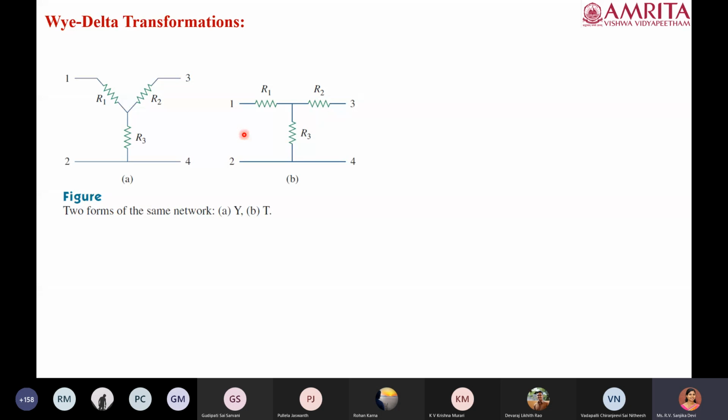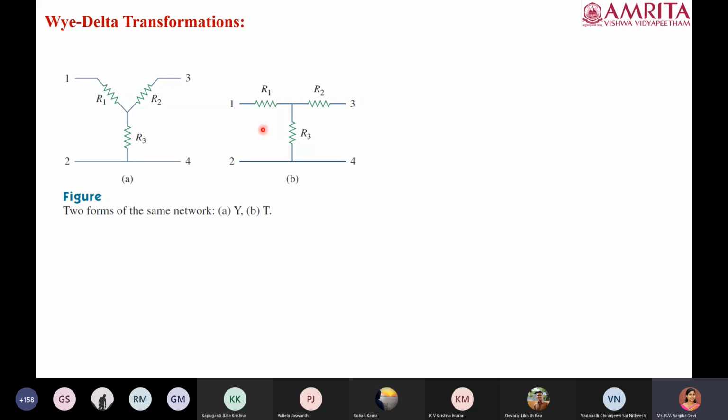Is this star to delta conversion and delta to star conversion? Yes. Maybe you have already learned it. Yes, ma'am, last time we learned. Okay, I'm not going deep into this. I will be giving you the formulas, and later we will solve some numericals. In some textbooks they call this a star connection also.